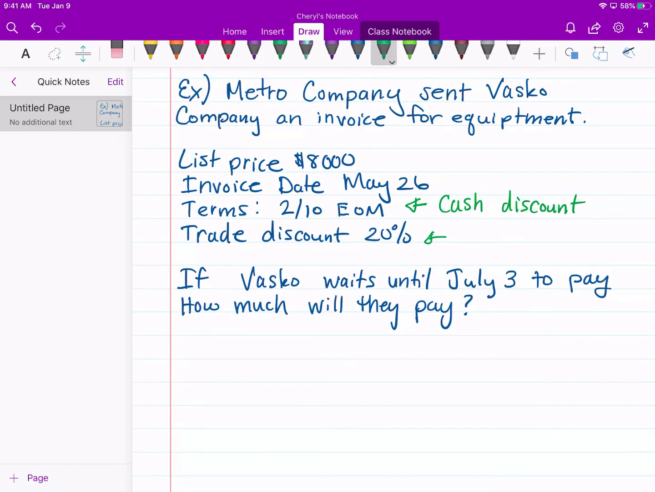Now the question says, if Vasco waits until July 3rd to pay, how much is this company going to have to pay for the equipment? Well, the first thing you want to do is calculate the net price.